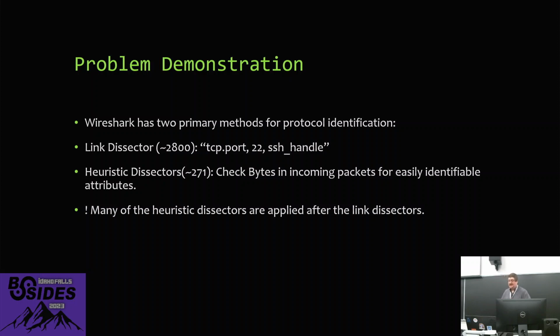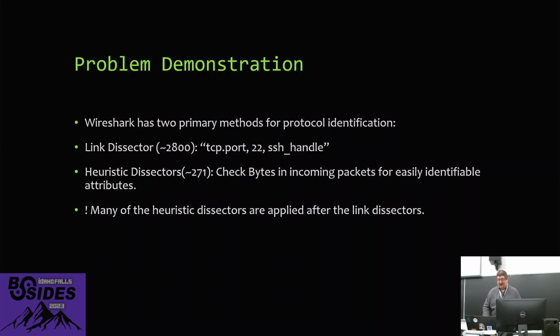For another 271, they implement this heuristic detector to actually identify, hey, what does the packet look like, whatever port it's on. The problem is that most of those actually use the link dissector first. So you'll use the link dissector to say, hey, this is port 80, send it to HTTP. But for some protocols, they'll actually have multiple protocols that work on the same port. And so the heuristic is actually used to differentiate after you've looked at the port and identified that they're on this port.